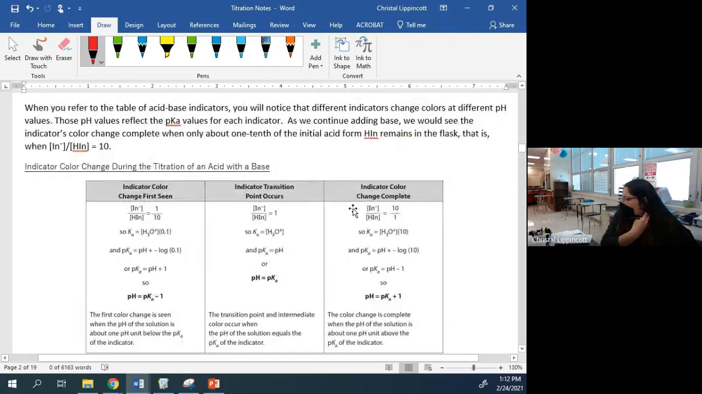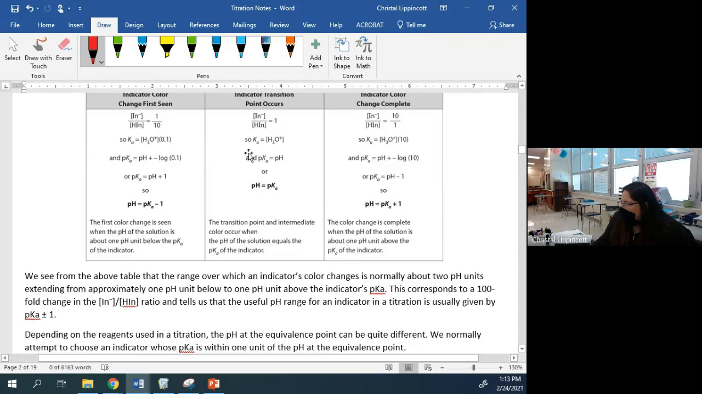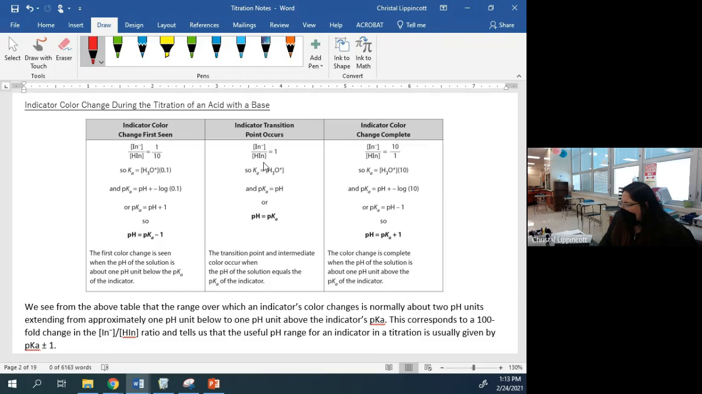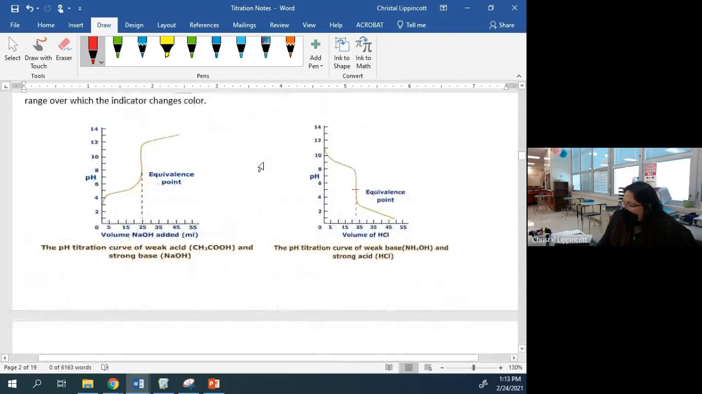So for an indicator change that you can see, we typically will look for Ka values that are plus or minus 1. So the concentration values would be plus or minus in the tens range. So at the indicator transition point, pH will equal your pKa, and that's where you end up with this kind of intermediate state. So again, you can look at these titration curves.